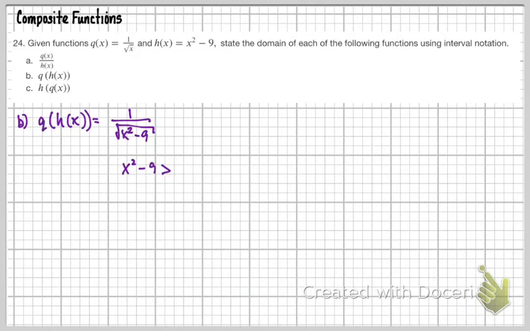Not even equal to, because it's on the bottom. I can't have 0 on the bottom, so it's simply greater than 0. So I can move the 9 over, x squared greater than 9. I can square root both sides. And that changes things a little bit. So I'm going to do this instead. I'm going to take it a step back. I'm going to say x plus 3, x minus 3 greater than 0.